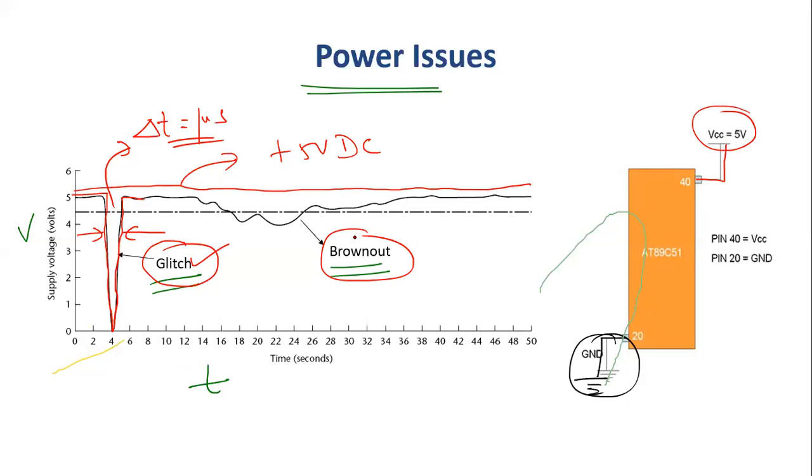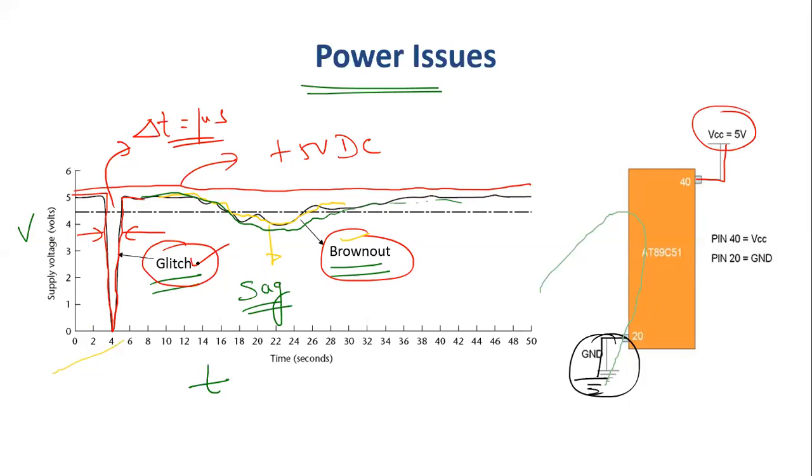The other potential problem that you may encounter in a power circuit design is a brownout. A brownout is a slow sag of voltage. This is a brownout condition. This is called a slow sag. Unlike a glitch, it is not a very sharp dip in voltage, but a very slow sag of voltage. From 5 volt, it drops to 4, 3.5, and then the voltage settles back to 5 volt like this.